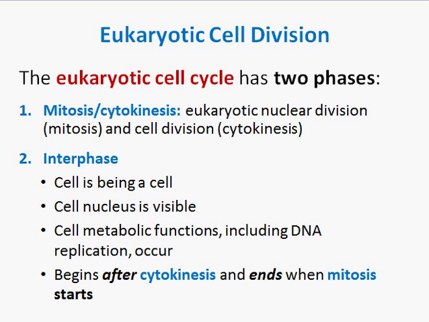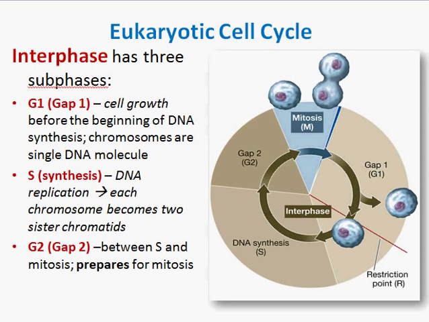Interphase, which is a time when the cell is kind of being a cell or preparing for cell division. And then the other phase is the M phase, or mitosis and cytokinesis. Mitosis refers to the nuclear division, and then cytokinesis is when the cell actually divides. So let's see a figure to help put this into perspective.